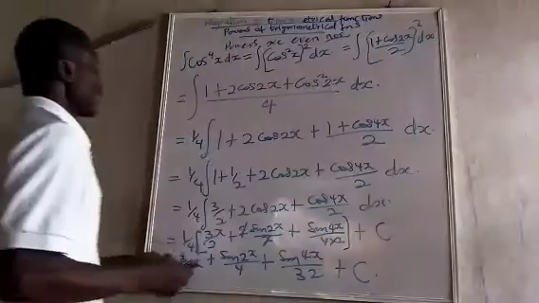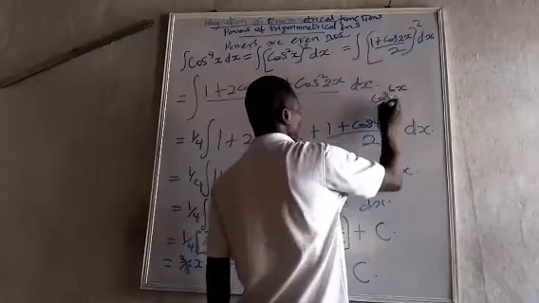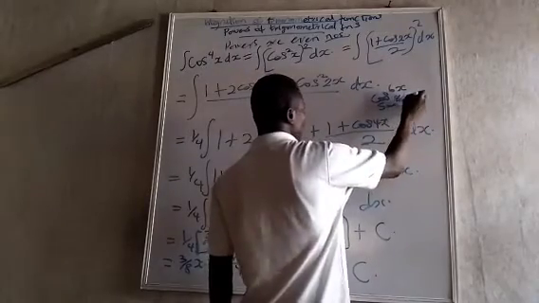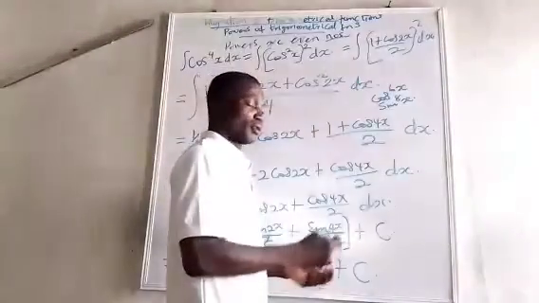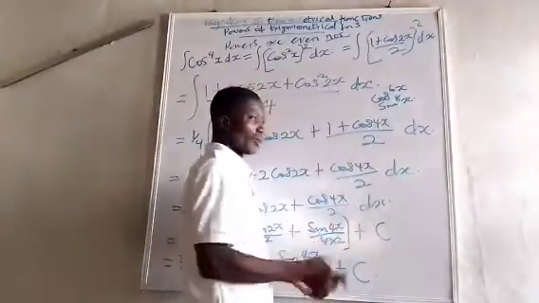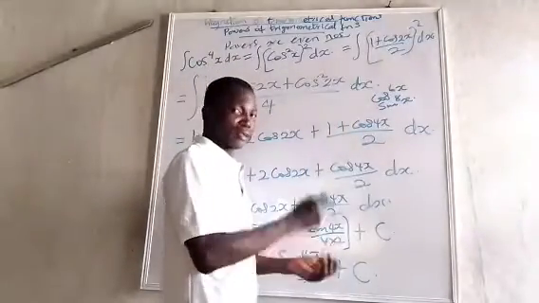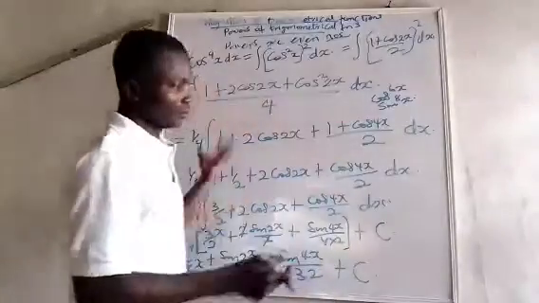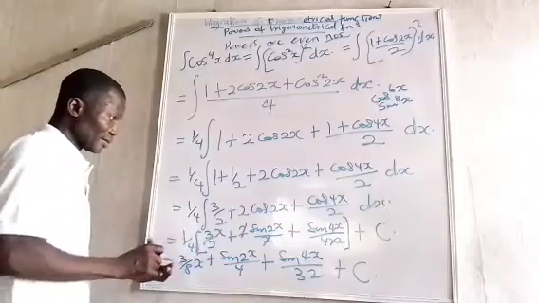Now, assuming we have it like cos raised to the power 6x, sine raised to the power 8x, you follow the same pattern. But if you are used to complex numbers, there is a way you can find all these things easily using de Moivre's theorem. Or you do this expansion like this, you get your answer. That's how it is.